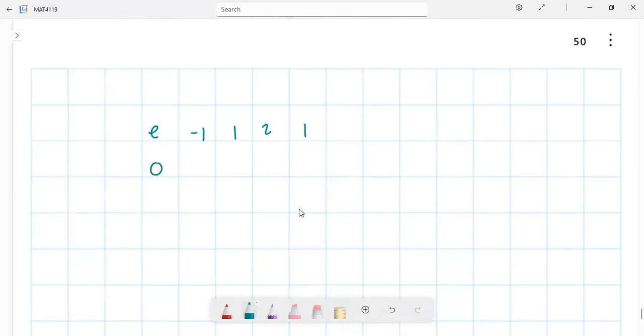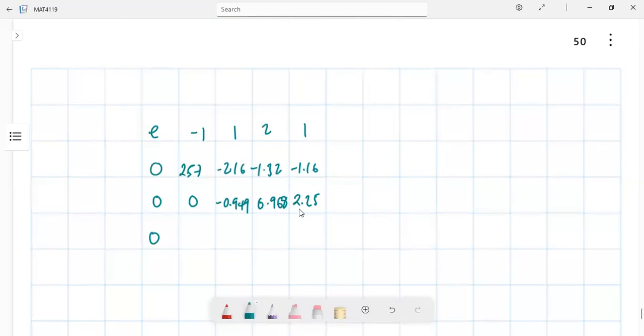This becomes 0. This is 2.57. This is negative 2.16. This is negative 1.32. This is negative 1.16. Okay, this is 0. This is 0. This is negative 0.949. 0.968. Okay, and then 2.25. And then you have 0, 0, 0, and then negative 1.98, 3.27.